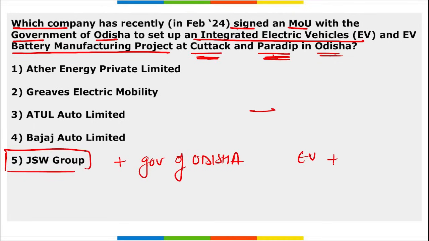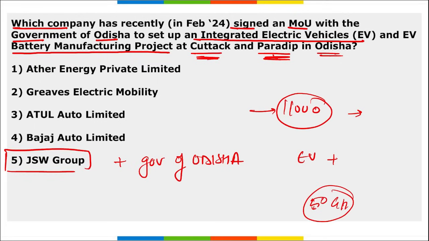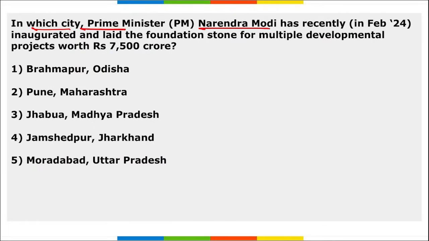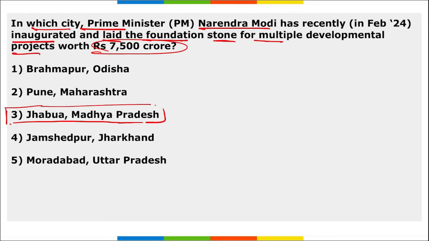Correct? This facility is expected to generate 11,000 jobs, and the project consists of 50 gigawatt per hour EV battery plant. Next, in which city Prime Minister Narendra Modi recently inaugurated and laid the foundation stone for multi-development projects worth 7,500 crore rupees? This will be in Jhabua, Madhya Pradesh. Also remember, PM distributed monthly installment of 1,500 rupees to Ahar Anudan Yojana to more than 2 lakh women beneficiaries.